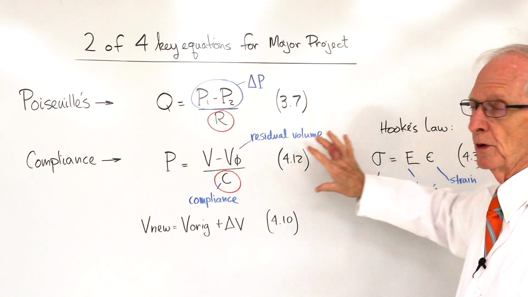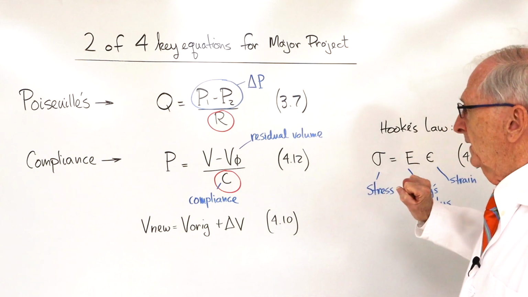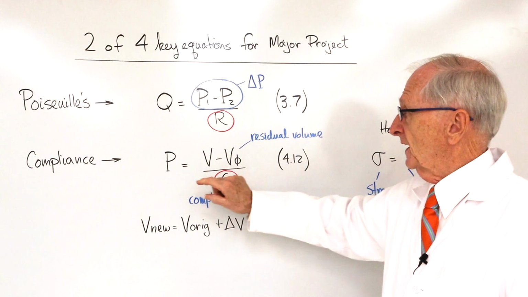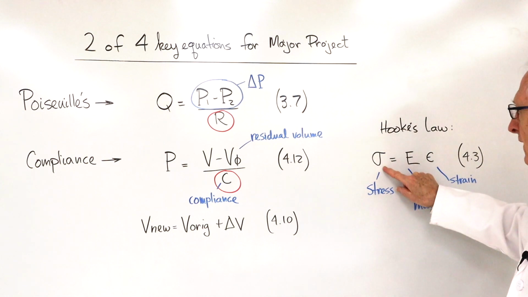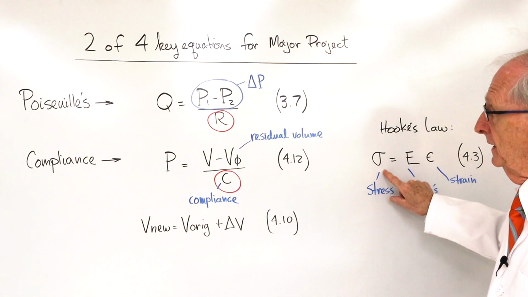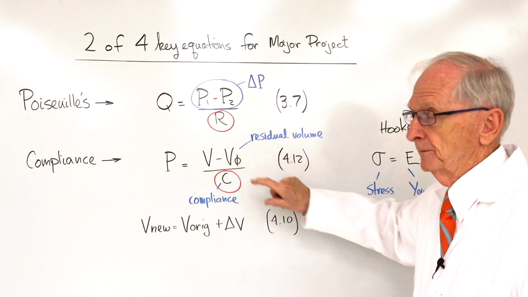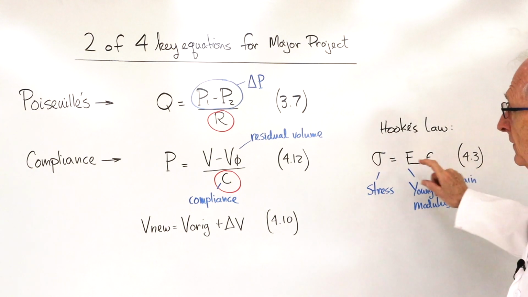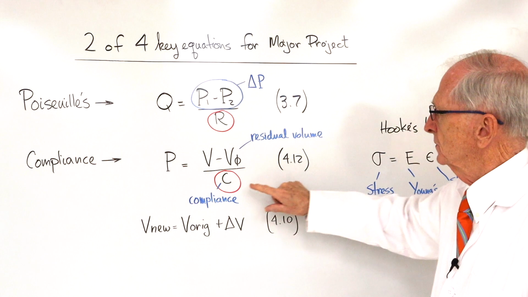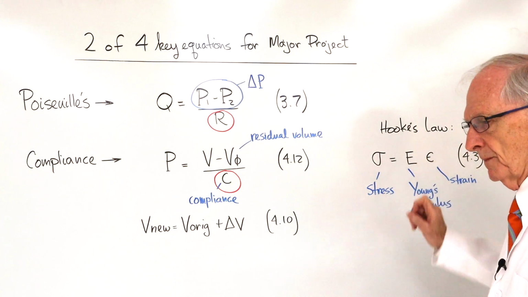Actually, I like to think of these two equations as brothers, because they have a lot of similarities between them. Let me point out some of those similarities. On the left-hand side of each is force divided by area: pressure, and force divided by area, which is stress. Another similarity is on the right-hand side, we have excess volume over residual volume. Here on the right-hand side is strain, which is the change in length divided by the starting length. Another interesting comparison between the two is they both have coefficients, coefficient of compliance and Young's modulus.